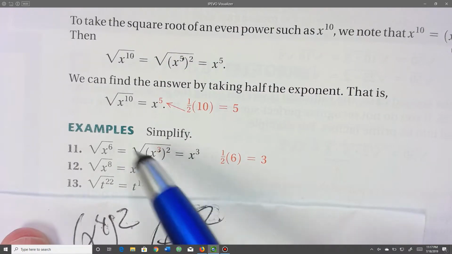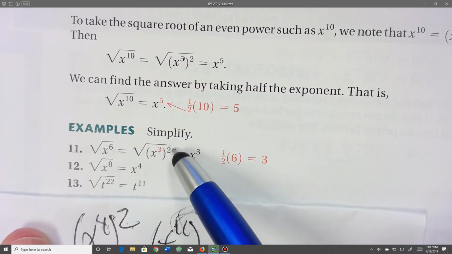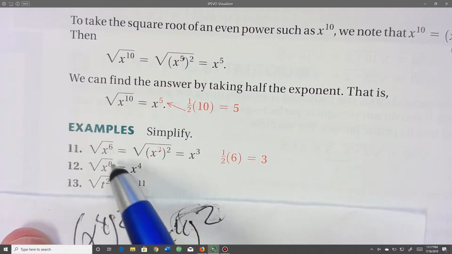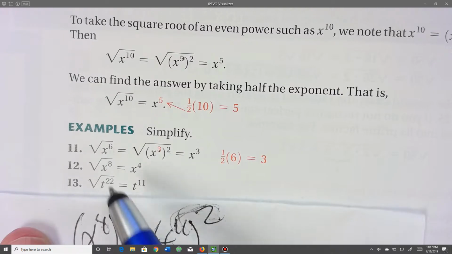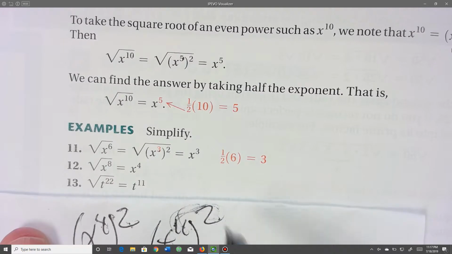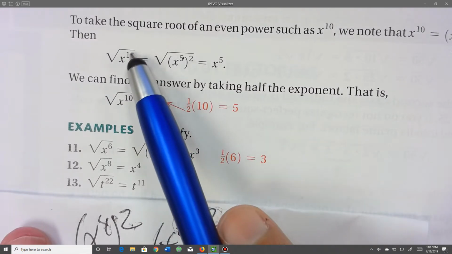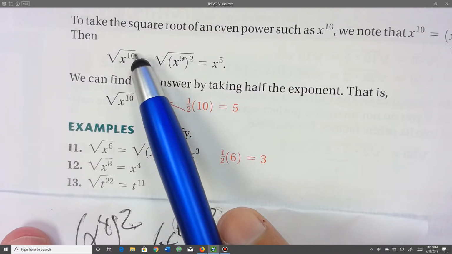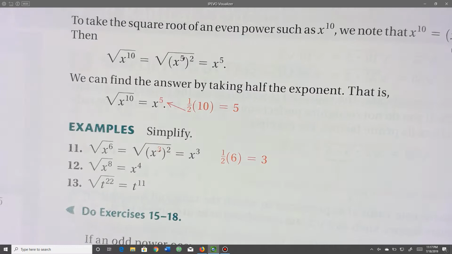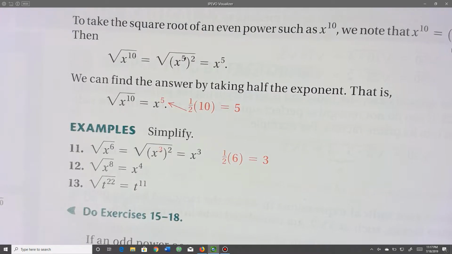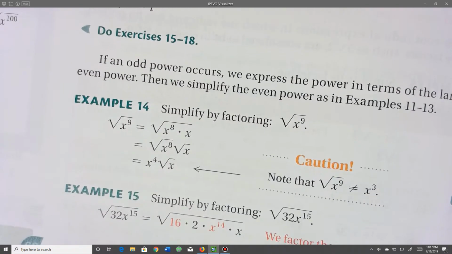If it's even, half it, raise it to a power 2. That's the pattern there. Okay, if you have even exponents, that's it. That's the rule for whenever you have even exponents.